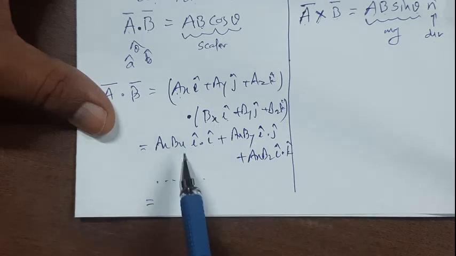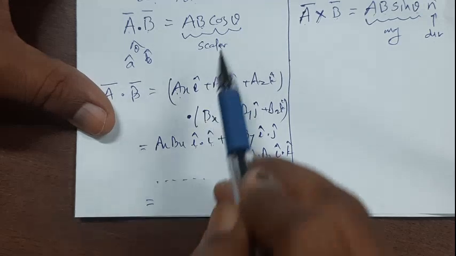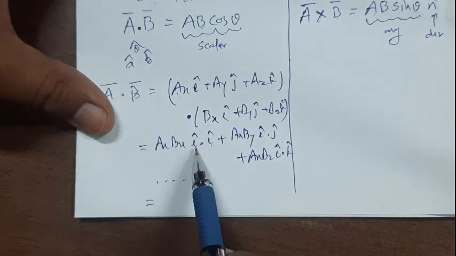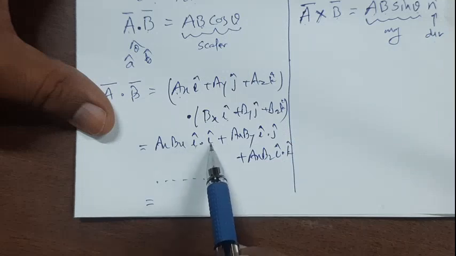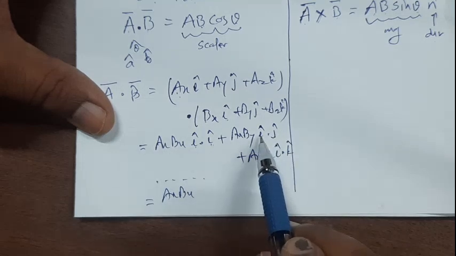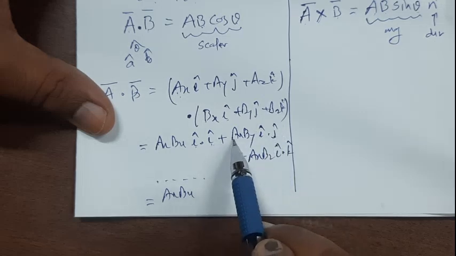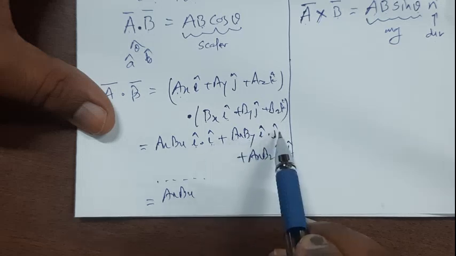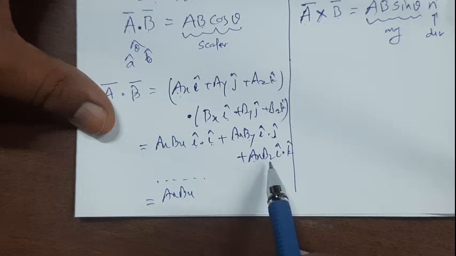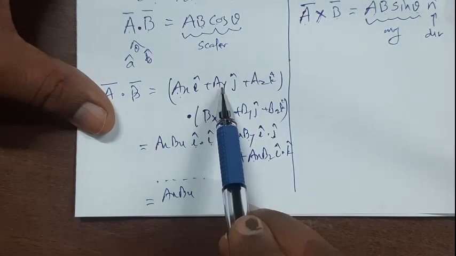And you will realize that for I cap dot I cap, the angle between I cap and I cap is 0, therefore cos of 0 is 1, and the magnitude of unit vector I cap is 1, therefore 1 into 1 it will be 1, and it remains AX BX. But for I cap dot J cap, the angle between I cap and J cap is 90, cos of 90 is 0, therefore AX BY into 0, this term will vanish. Similarly for AX BZ, same thing will happen for AY BX, AY BZ.